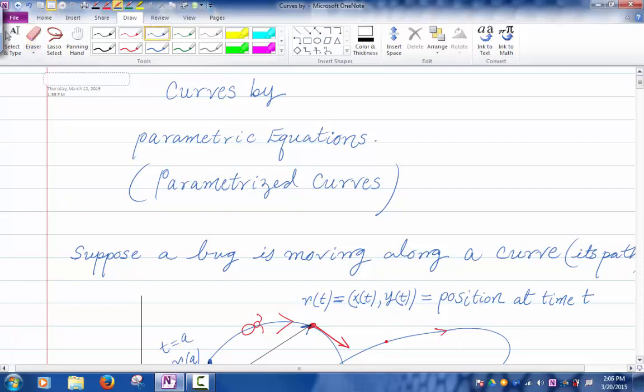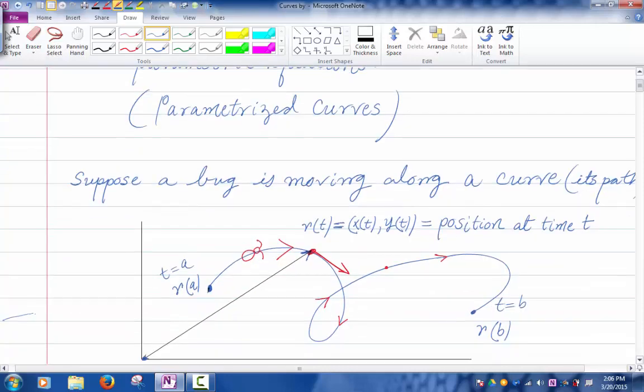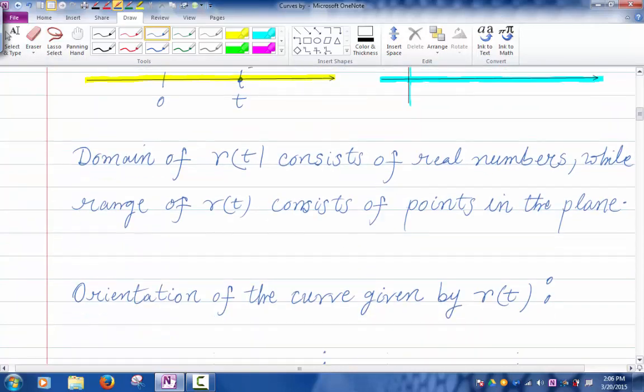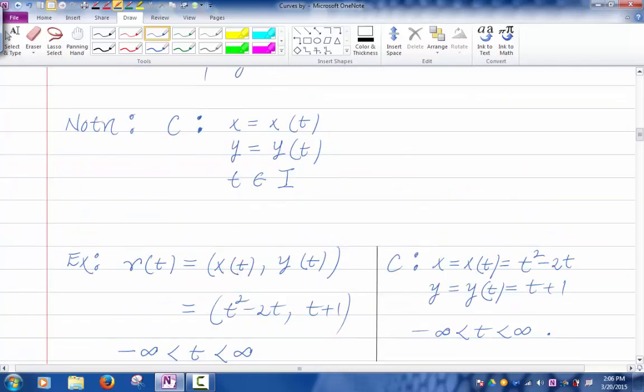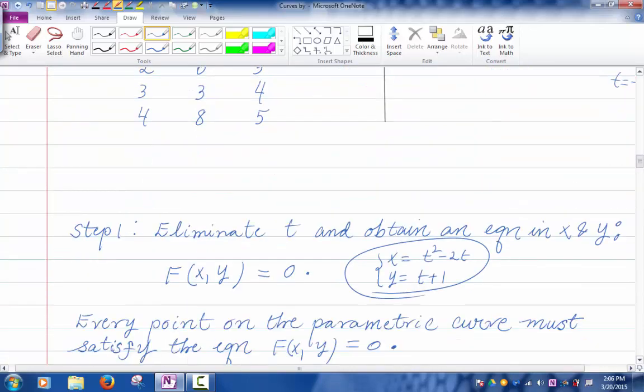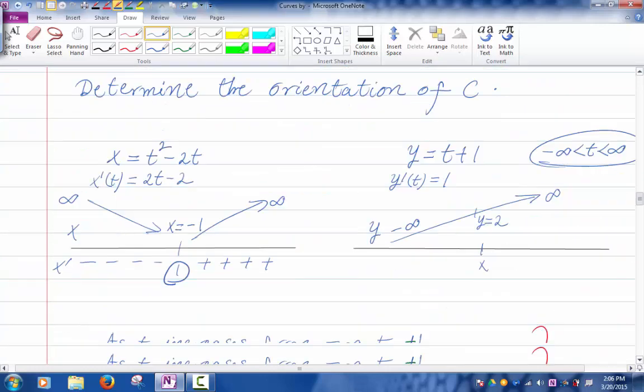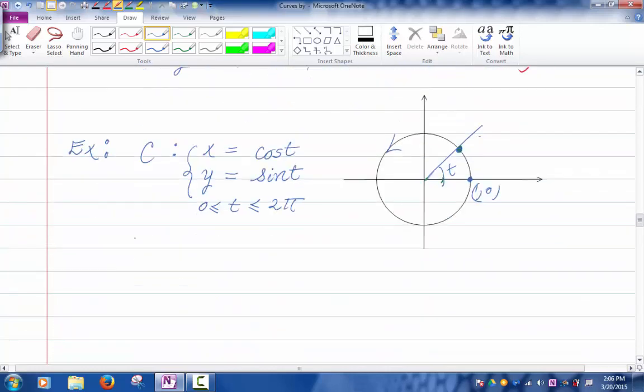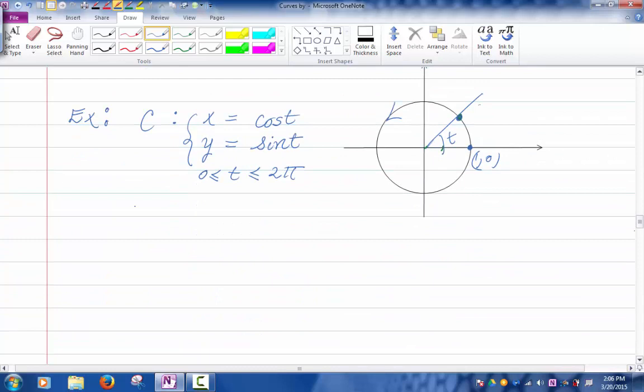Yesterday we looked at an example where we were given a definition of a curve and we had to come up with a plot of the curve and the orientation of the curve. Let me recap the steps that we followed. Step number one, eliminate the parameter t and come up with an equation involving x and y only. Hopefully you're going to recognize that equation as the graph of something. So you know that the parametrized curve is part of the graph of that equation.